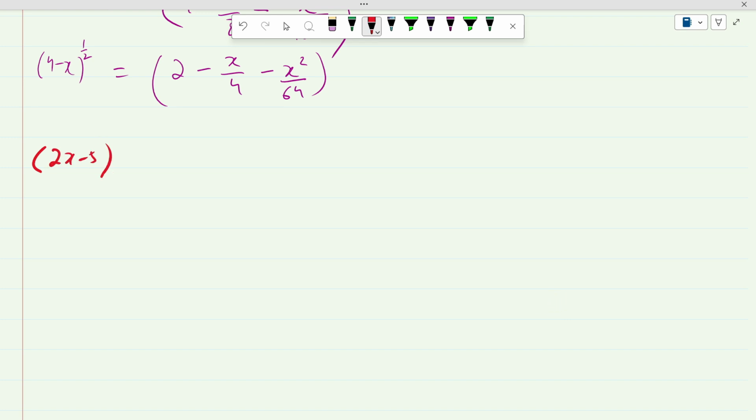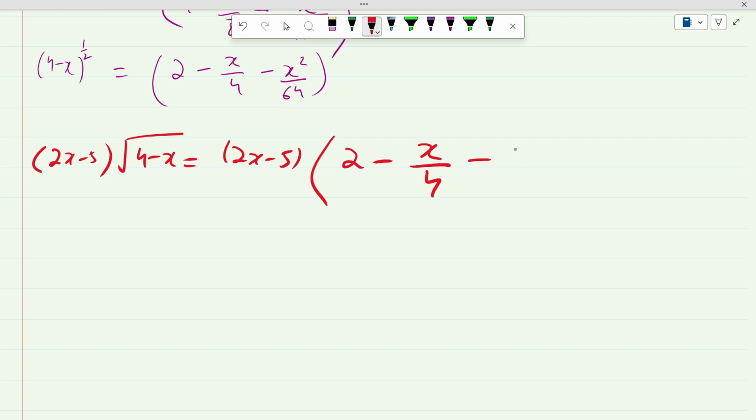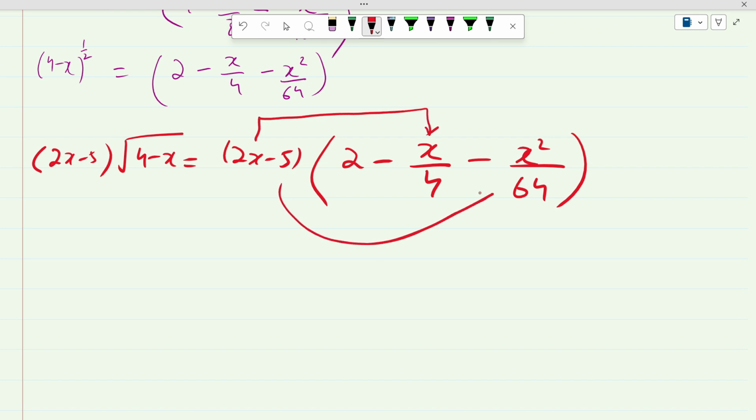2x minus 5 and the root of 4 minus x. So 2x minus 5 as it is. And here we have 2 minus x over 4 minus x square over 64. Now we have to find the coefficient of x square only. So we will multiply this 2x with x and this constant term with x square. We are not interested in the rest of the terms.